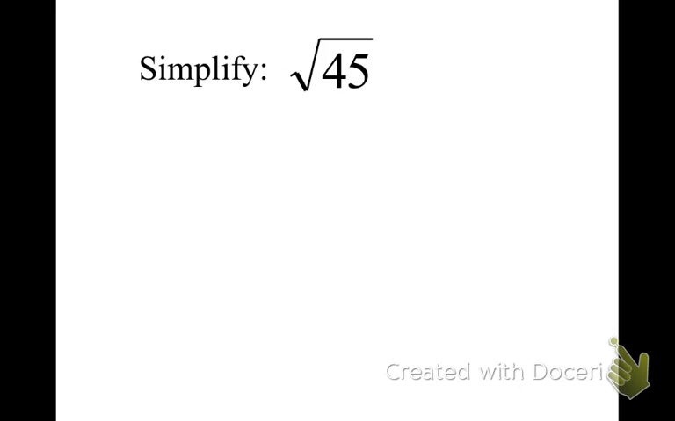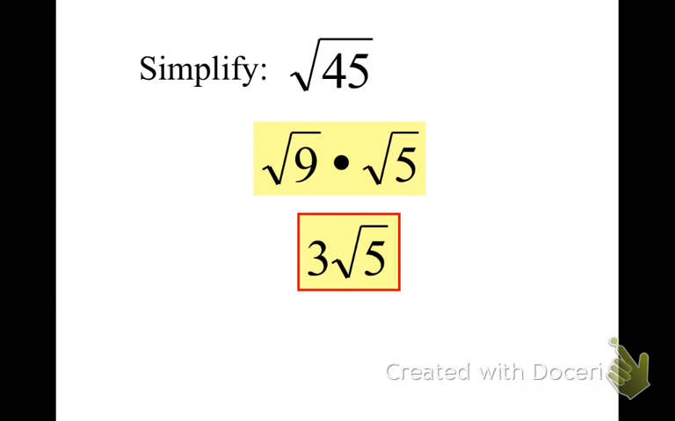So, simplifying the square root of 45. Think of 2 factors, and if one of them is a perfect square, use that, or they could both be perfect squares. So square root of 9 times square root of 5. 3 square root of 5 in simplified form.